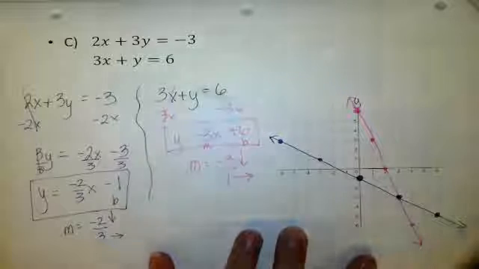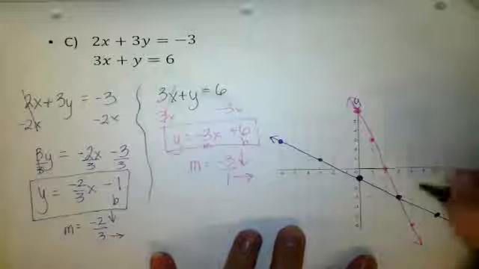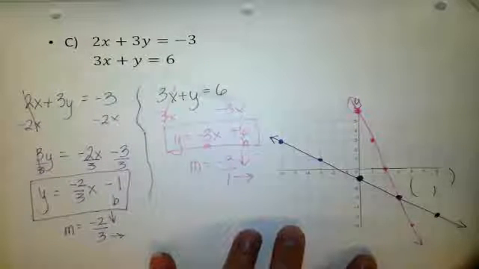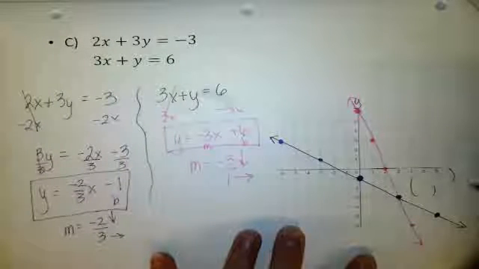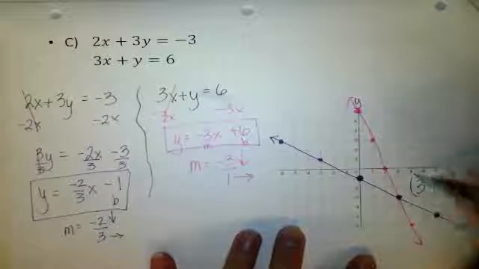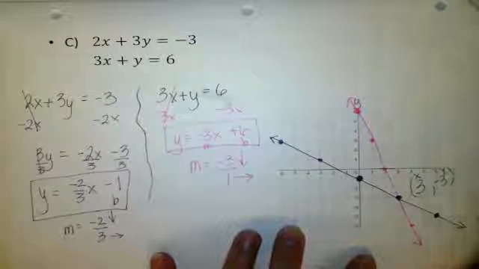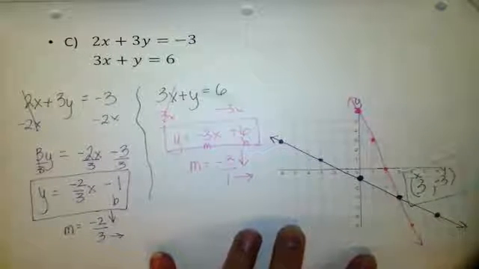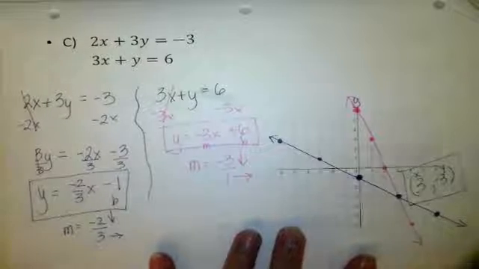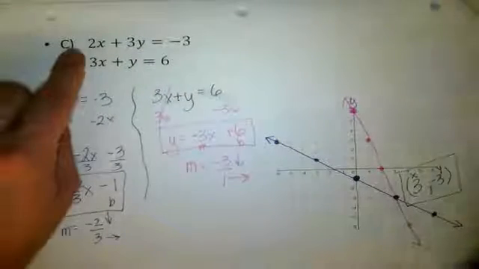All right, what is that intersection point? 3 for the x and negative 3 for the y. Very good. That's what we're looking for. Where do they intersect? You should label that point. And again, I want to show you how to check.